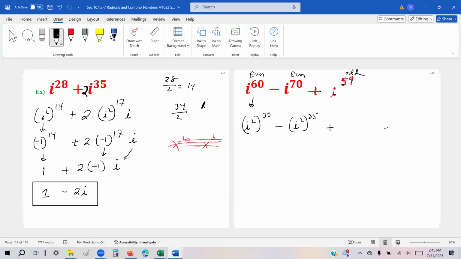Odd means you're going to have an extra i. So i to the 59 means you have i to the 58 and an extra i. Now 58 is even, right? So what is half of 58? 29. Great. Let me see, 58: 2 goes into 5 twice, we get 4, 29.